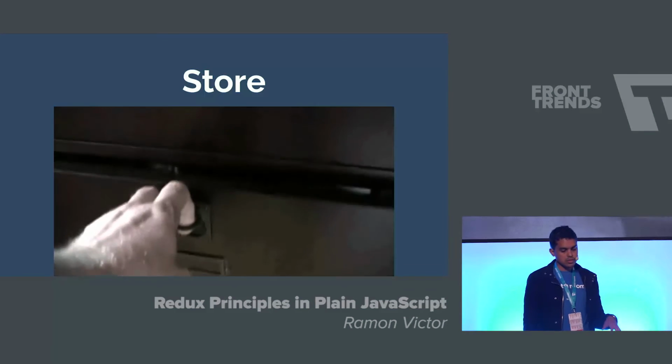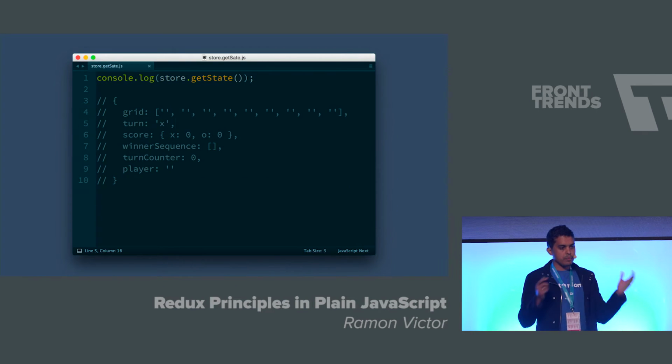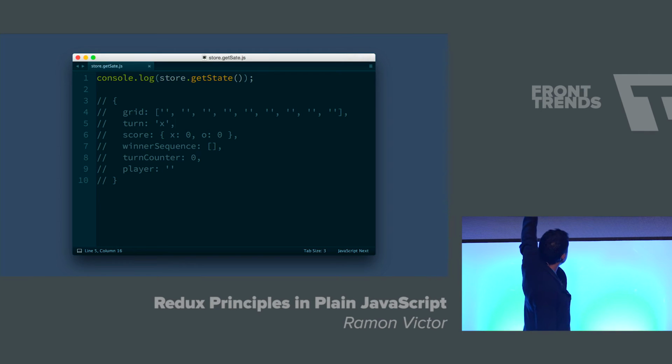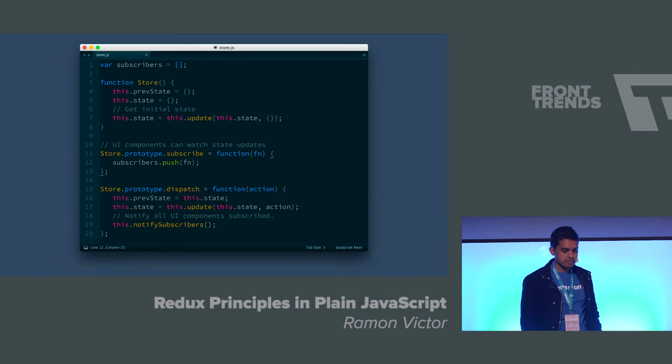So we also have the store, which is pretty much the wrapper for all the functions that can update the state. So the getState method is something like this, where you can see the whole state of the application in a JavaScript object.